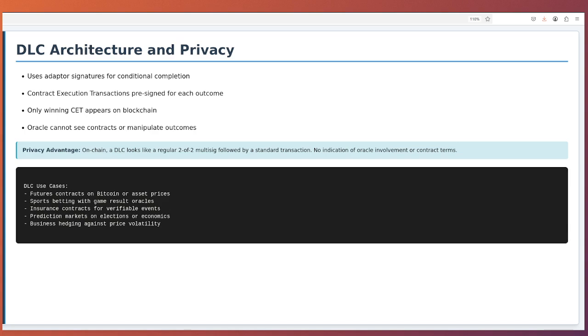DLC existed. The oracle only sees requests to sign a message. It doesn't know what contracts depend on its signatures or how much money is at stake. This prevents oracle manipulation and maintains user privacy.